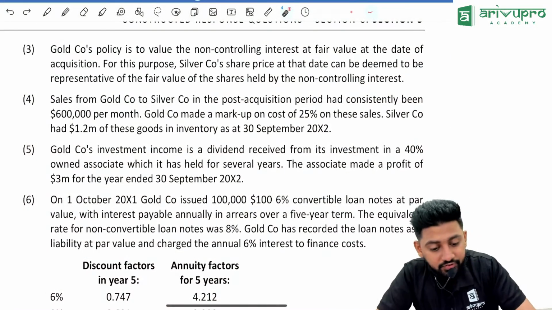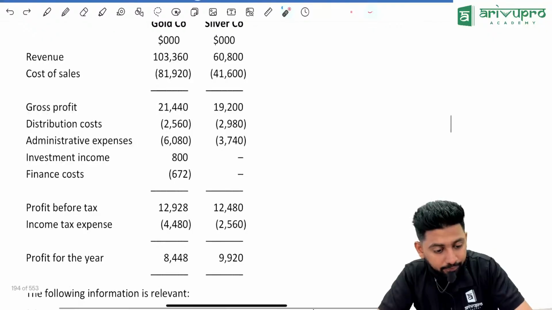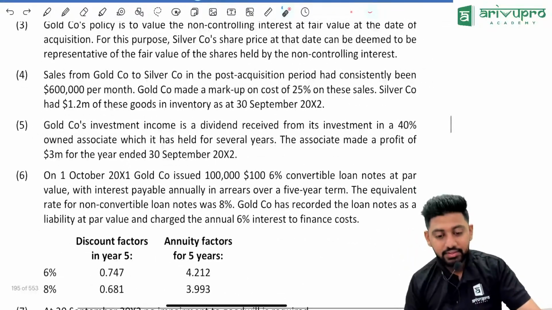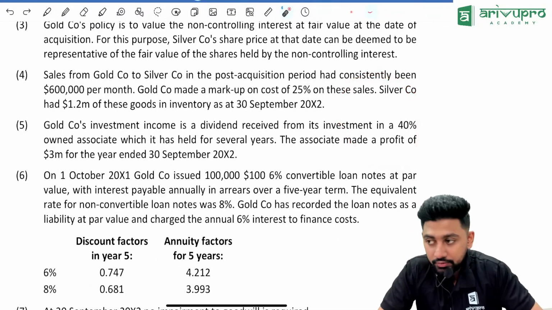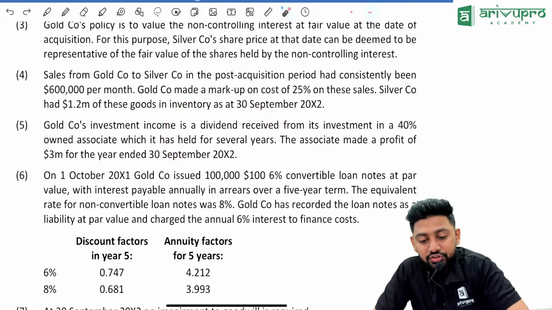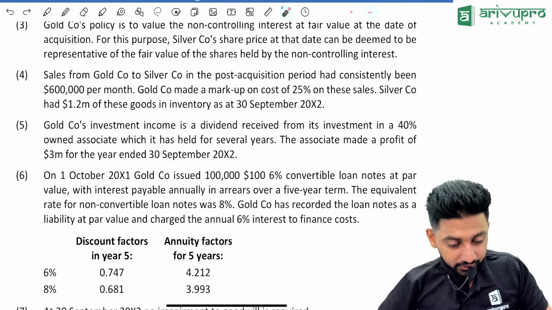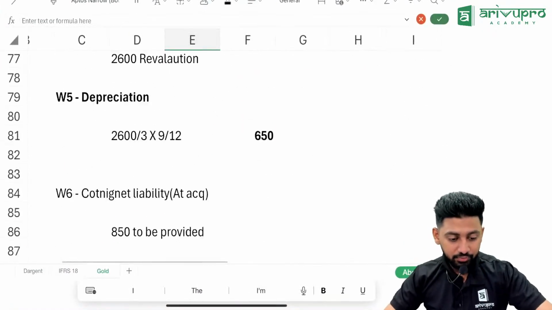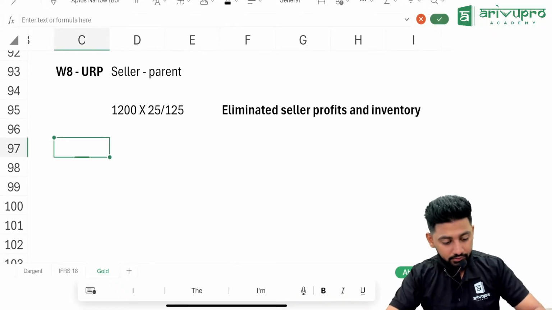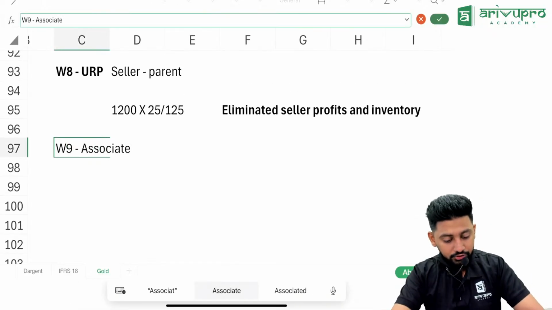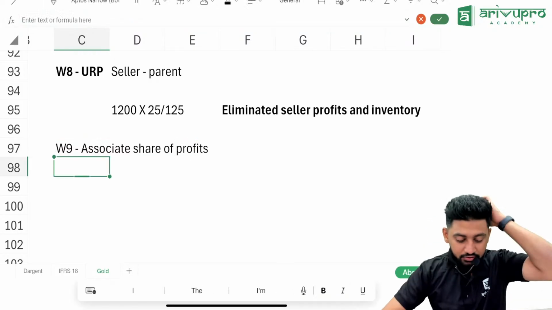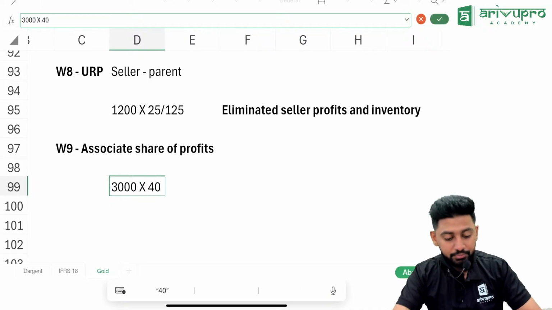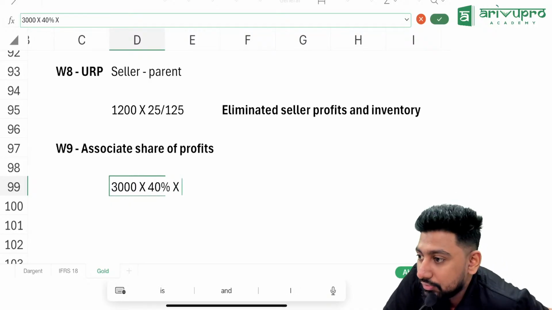Next, Gold's investment income. Gold's investment income is a dividend received from its 40% owned associate, which it has held for several years. The associate made a profit of 3 million for the year ended 30th September 2012. What do you have to do? Associate's share of profits, working number 9. How much is the total profits? 3,000 into 40%.